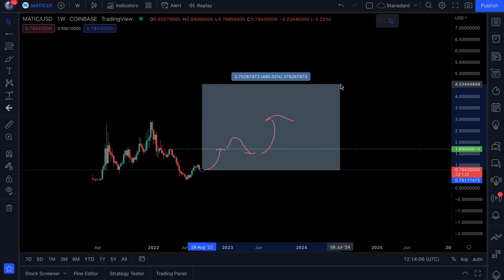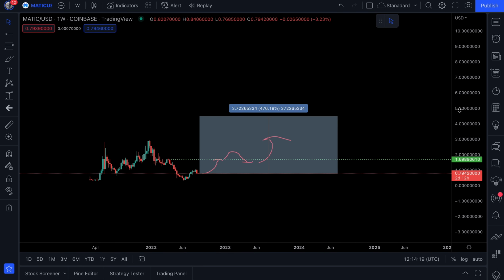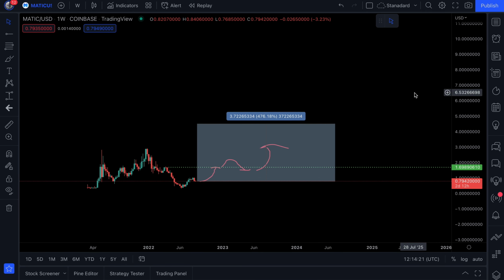So let's just maybe do $4.50. Let's call it $4.50. So just under 500% move. This is best case scenario if the market does obviously start to move. But I think this project in midterm, if we do see a bull trend continuation going into 2023, this project can easily hit $9 to $10 per coin, very, very easily.